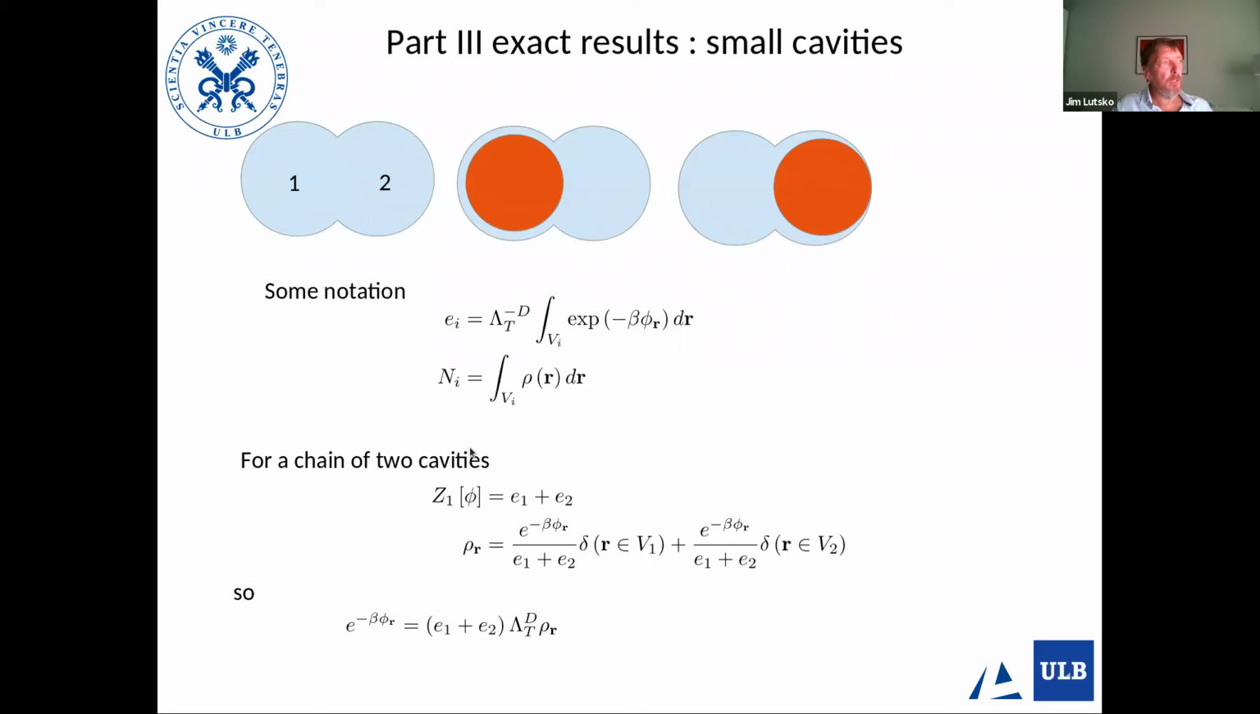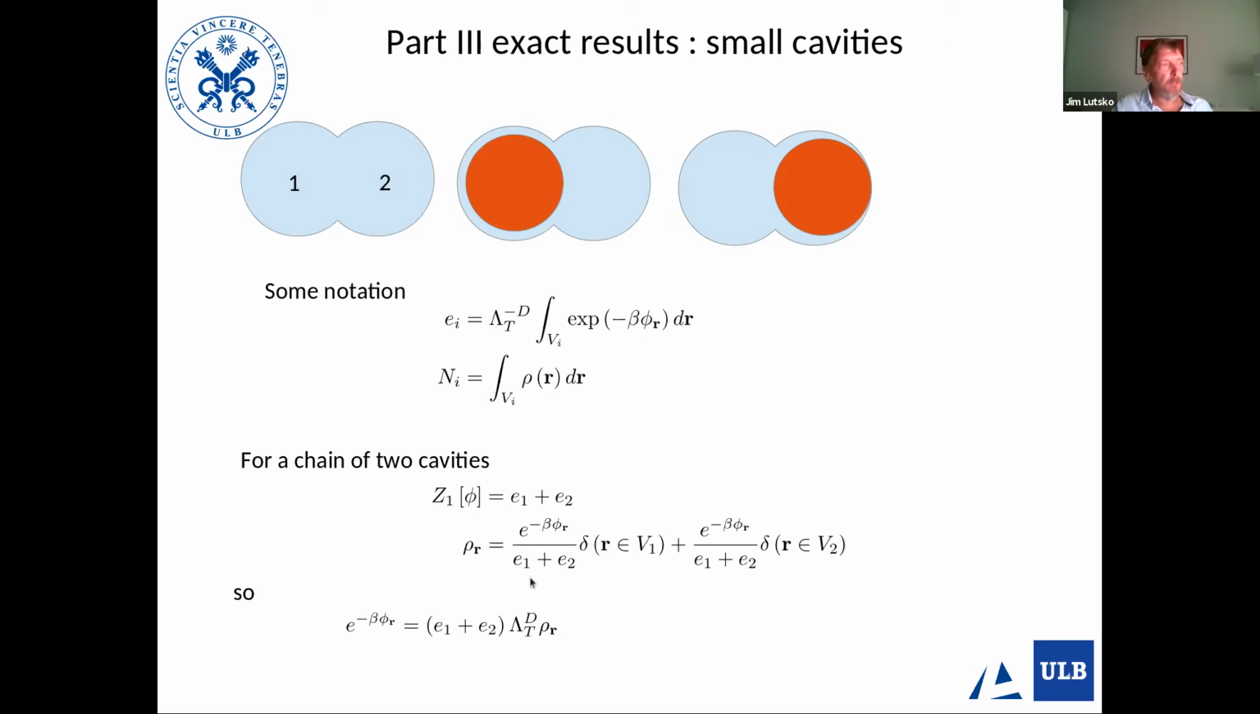So for a chain of two cavities, the partition function turns out to just be E1 plus E2. Notice I've taken into account the other factors in this definition. And the density has this simple form. And again, this is maybe some idiosyncratic notation. This is not a Dirac delta function. This is an indicator function, which is 1 if its argument is true. So it's 1 if the position is in the volume V1 and it's 0 otherwise.